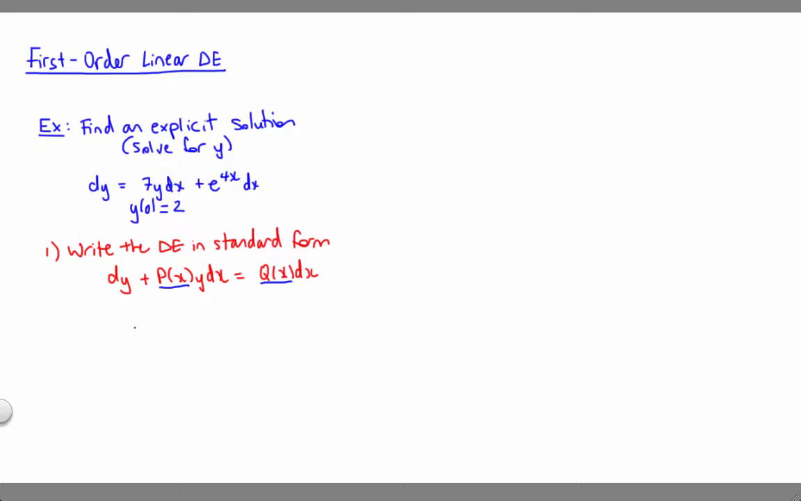Okay, so let's see if we can put our DE, which is right here, in standard form. What would have to happen is that the term with the y dx in it would have to come over to the left side. We'd write dy minus 7y dx is equal to e to the 4x dx. So negative 7 is playing the role of p of x, and e to the 4x is playing the role of q of x. So yes, that's in the standard form. And after you do a few examples, you get used to what standard form should look like. So there we go, that's our standard form.